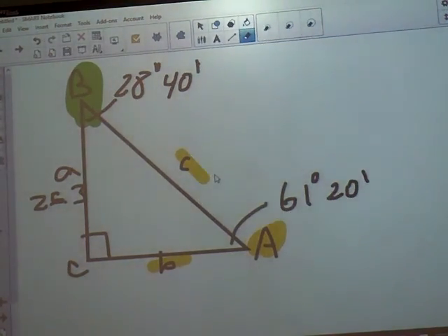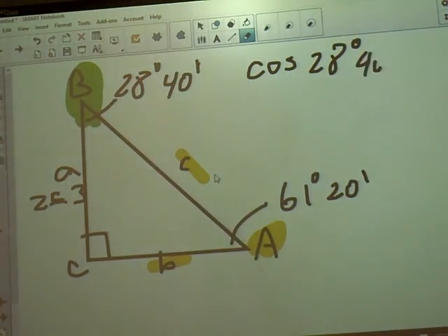So which trig function uses adjacent and hypotenuse? Cosine. Cosine, very good. So we'll say the cosine of 28 degrees and 40 minutes is equal to adjacent over hypotenuse.